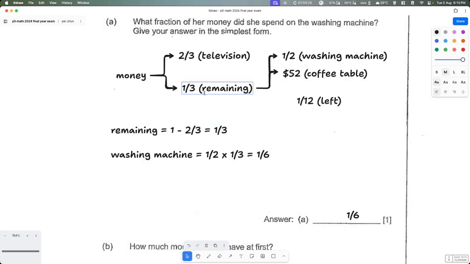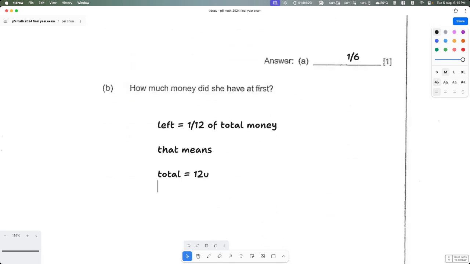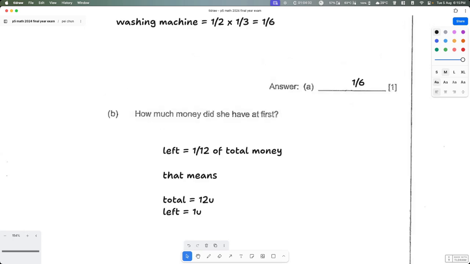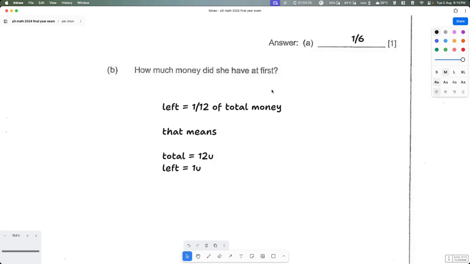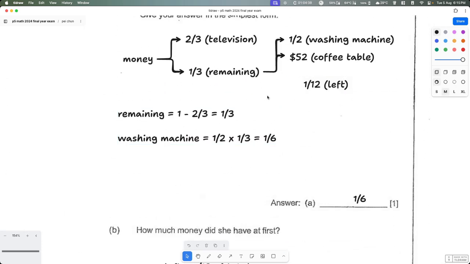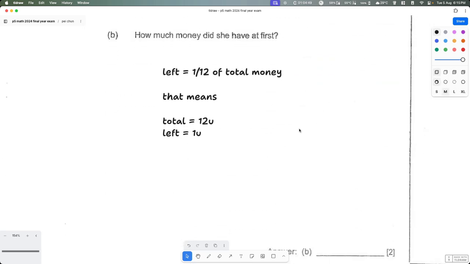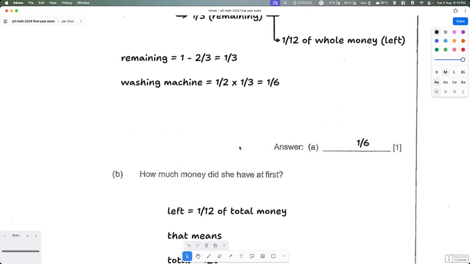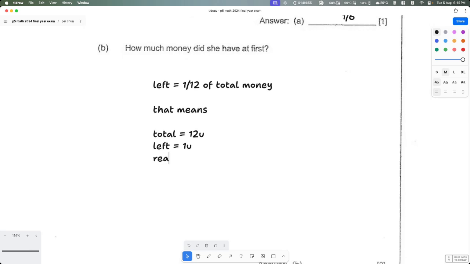We know one third is the remaining. So left is 1 unit. 1 over 12 is of whole money left. Left is 1 unit, we know that. Then we also know the remaining: remaining is equal to 1 over 3 times 12, which is 4 units.